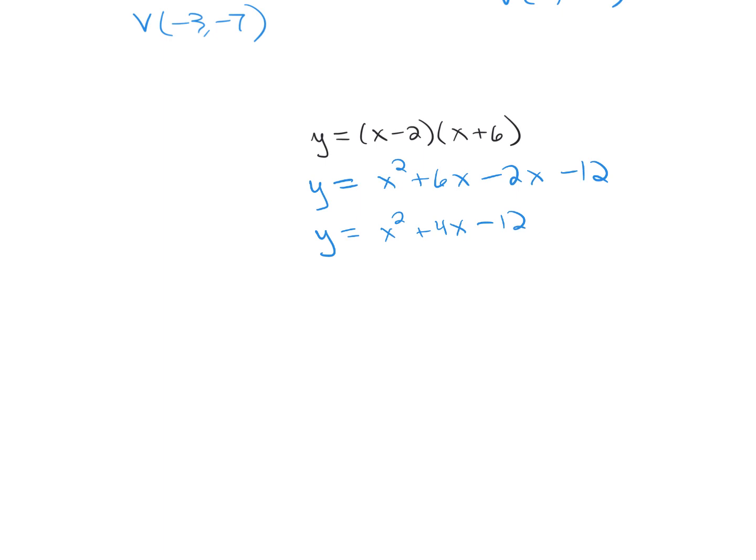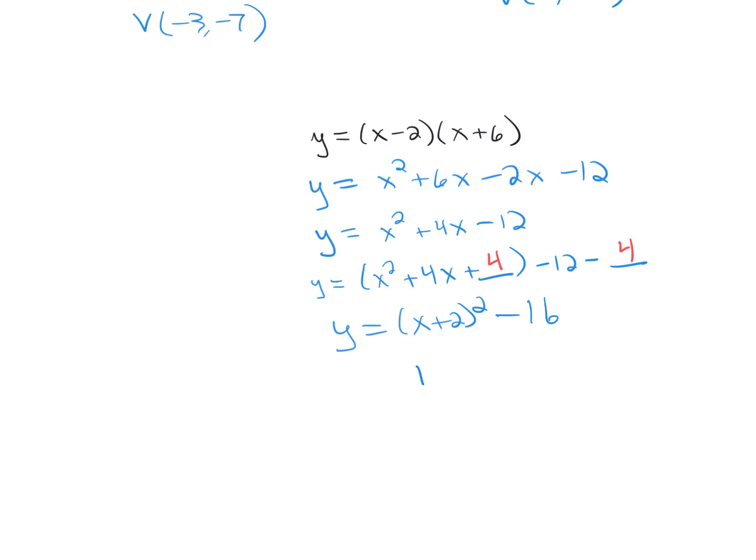Now we can do that completing the square process again. So I am going to put in my plus blank. I'm going to scoot that 12 over and put in minus blank. So here's the plus blank, minus blank, and then I put the parentheses around my trinomial. So now half of 4 is 2, and 2 squared is 4. I'm going to add 4 and subtract 4. Almost done. Factor and get x plus 2 quantity squared. Remember that this is the half of number for this. And then minus 16. So my vertex would be negative 2 comma negative 16.